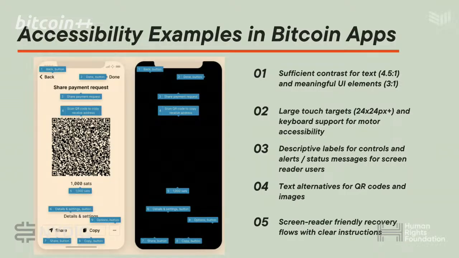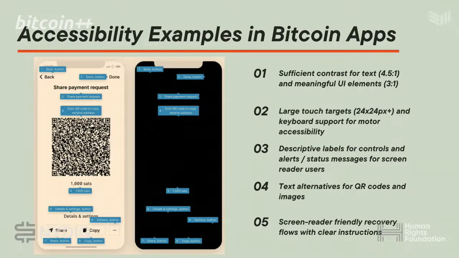And then descriptor labels for controls and alerts. You want to make sure that that's available for screen reader users, and then status messages as well, all right? So if you have an error that pops up on screen, you need to make sure that that's being announced to a screen reader user. And all these things are possible today in modern operating systems through the accessibility APIs, right? So Apple has it, Android has it, Windows, Linux. All modern operating systems have some sort of accessibility API that you can tap into there.